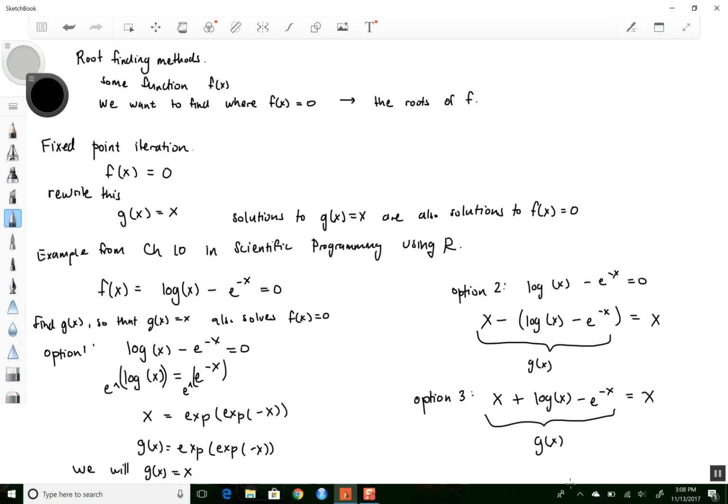But let me just go over the algorithm for fixed point iteration. Okay, so the algorithm is that you take your current value of x, you plug it into the function g of x, and whatever g of x spits out, that's going to be the value you use for the next iteration of x. Okay, and that's it. This is the entire thing, and you just do this until it converges.